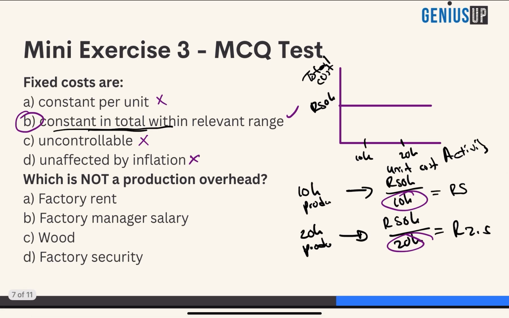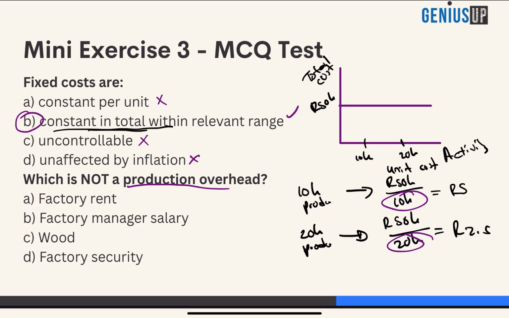So the second one, it says which is not a production overhead, right? Remember, production overheads are factory costs other than direct material or direct labor, right? So those are factory overheads. So factory rent is a factory cost which is not direct material and direct labor. Therefore, it is a production overhead. Remember, we're looking for something that's not a production overhead, meaning that we're looking for something that is direct material, direct labor, or it's a period cost, right?